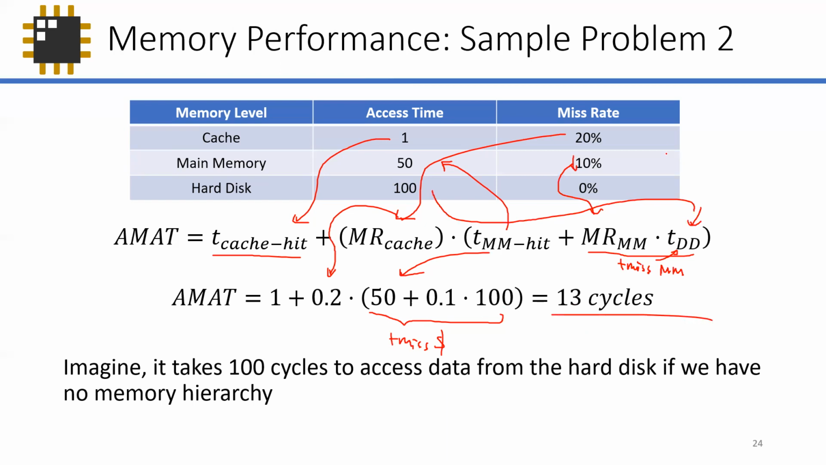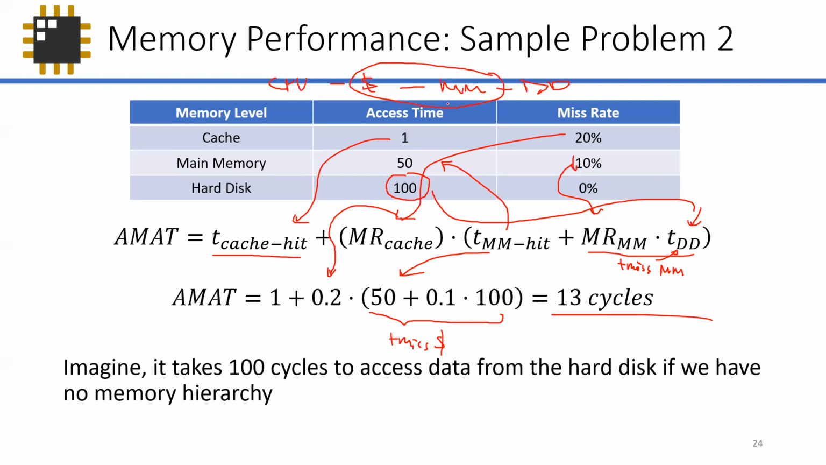Now imagine going back again: CPU, cache, main memory, and then the disk drive. If the cache and the main memory are not there, and you're accessing data directly from the disk drive, what happens is that just to access one data, you have to spend 100 cycles. That's not good, right? That's so bad.